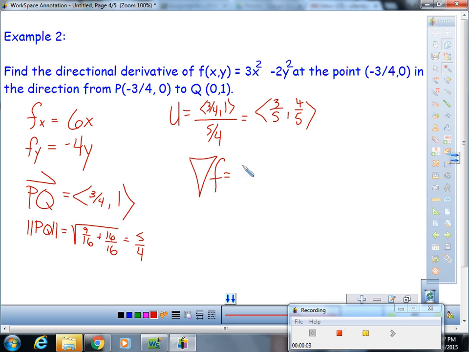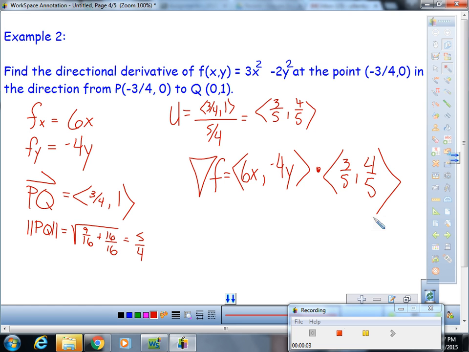So, our gradient is, well, it's this. 6x, negative 4y dot 3/5, 4/5. All right, quick cumulative review question. Dot products. What's my result? It's a scalar. That's good, because what's the directional derivative telling us? It's telling us the slope of the line in the plane that's defined in the direction that we want. Does that make sense? Okay.